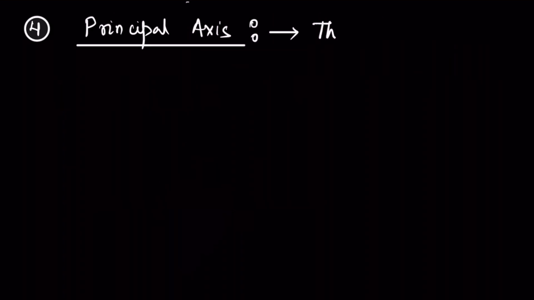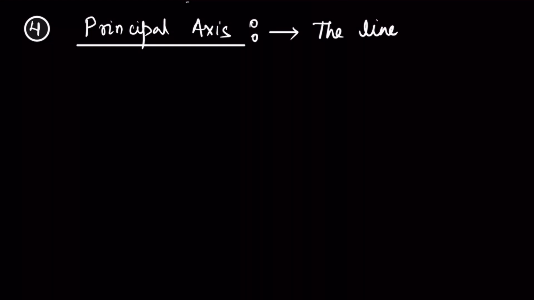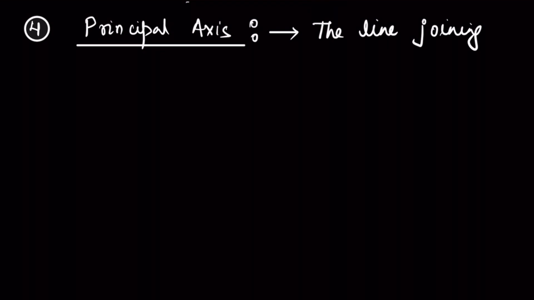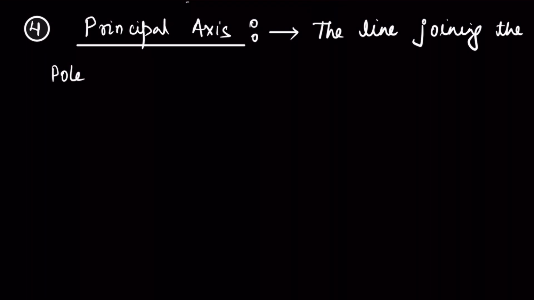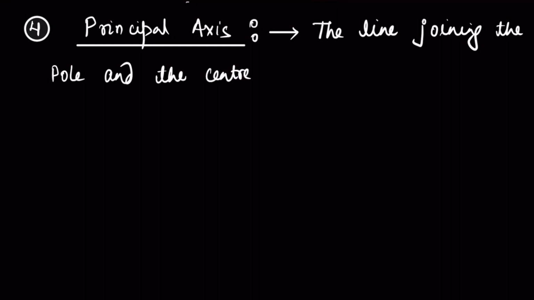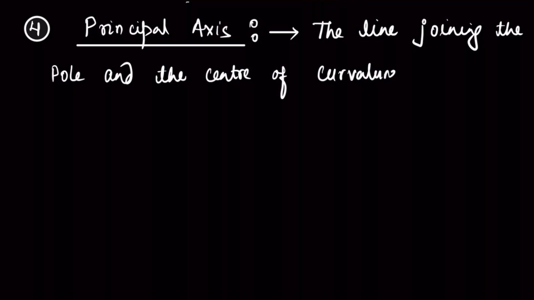Principal axis. The line joining the pole and the center of curvature is called as principal axis.